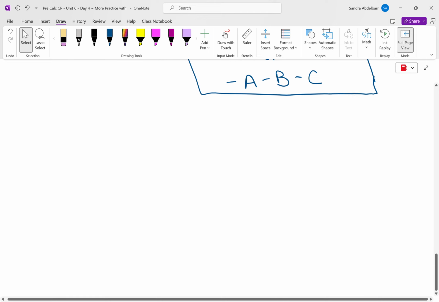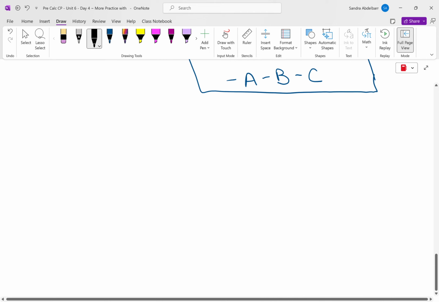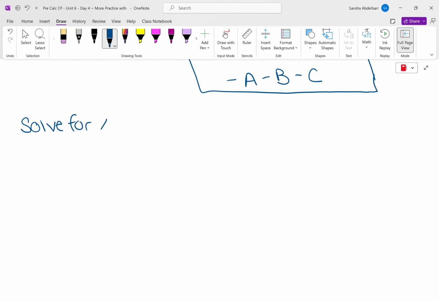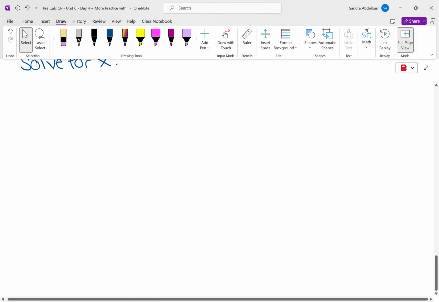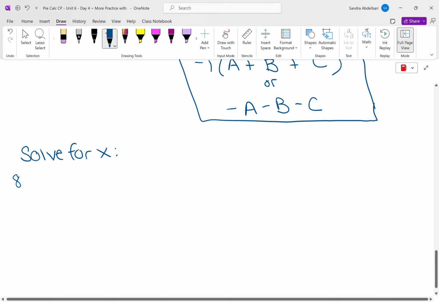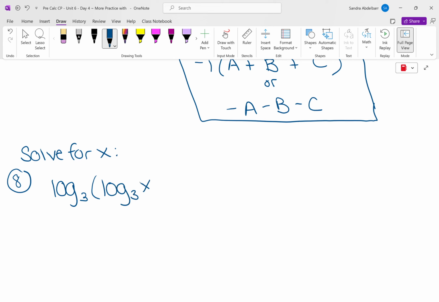All right, last section. We have 3 more problems and then we're done. So here I want us to solve for x. Oops, sorry, this is log base 7.